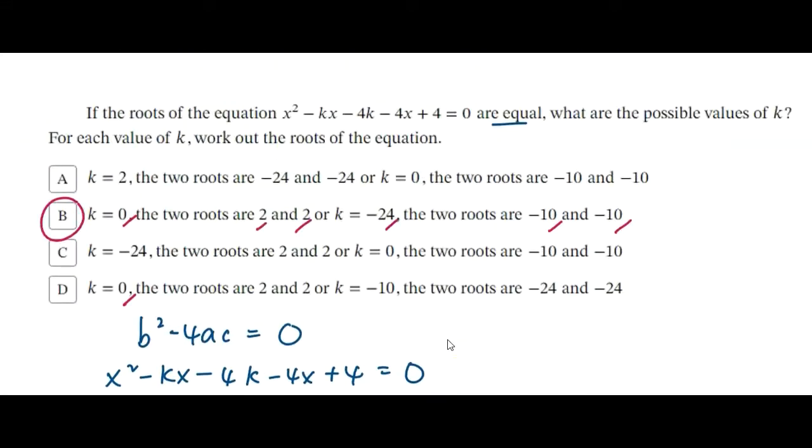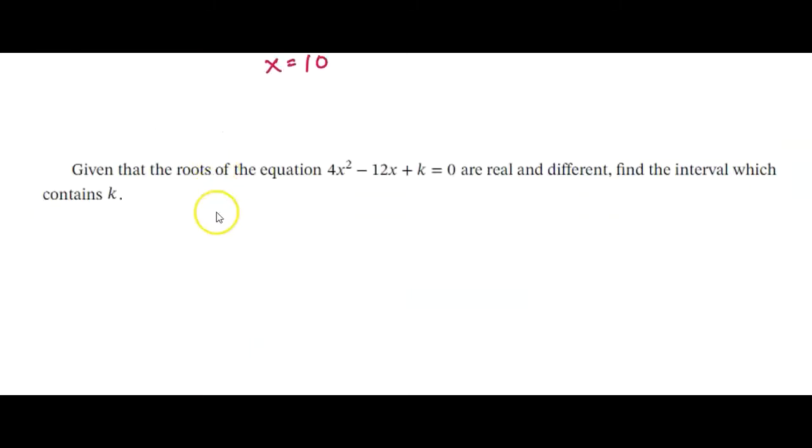I think there's some mistake in this question. When k equals negative 24, the root should be positive 10. Yes, positive 10. The answer will still be B because this is the best answer that we can get from the options. There is no positive 10 here, so the answer should still be B. So we do some correction on this. It should be positive 10. Let's look at the next question.